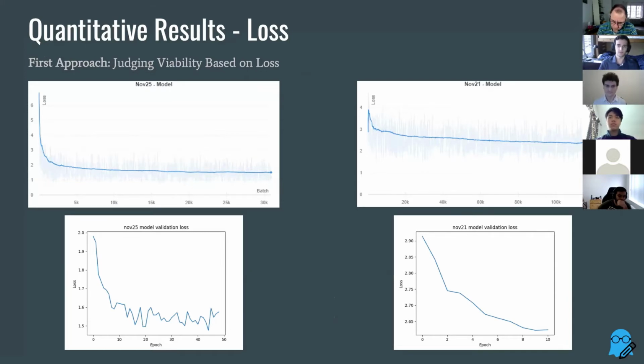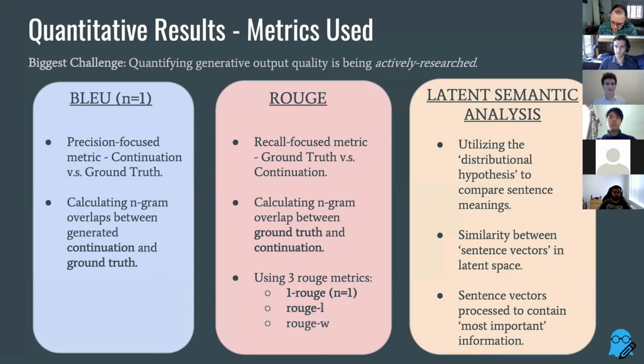So as Daniel mentioned, one of the biggest challenges of our project is how to quantify the quality of a generated output, which is actually actively being researched. To overcome this, we use popular metrics from other simpler NLP tasks, like translation or summarization. The three we used are BLEU and ROUGE, which are used to compute the number of overlapping words between the ground truth and the model continuation, and latent semantic analysis, which we use to compare similarity in meanings between sentences that are found in the ground truth and model continuation.